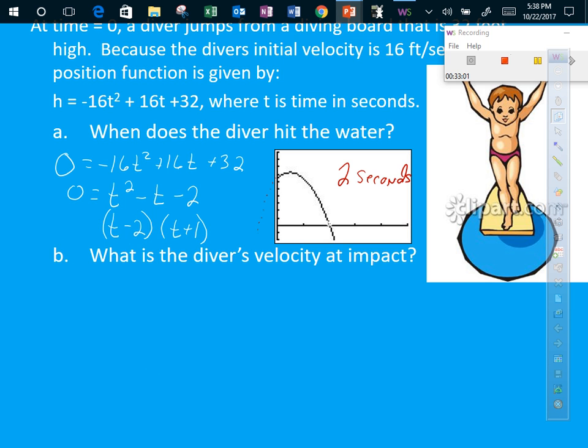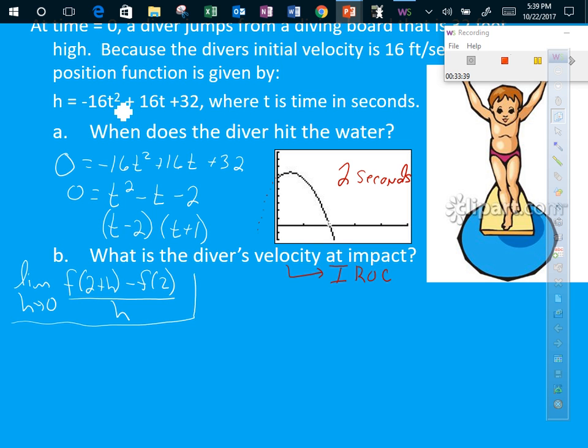Now, of course, you knew this part's coming. What's the diver's velocity at impact? Velocity, instantaneous rate of change. Same thing. So we're shooting after this one now. We're going to find the limit as h approaches 0. In this case, my a value is 2. So I got f of 2 plus h minus f of 2 all over h. Okay. Now, here comes all the algebra of it. So I'm going to plug in 2 plus h wherever I see a t up here.